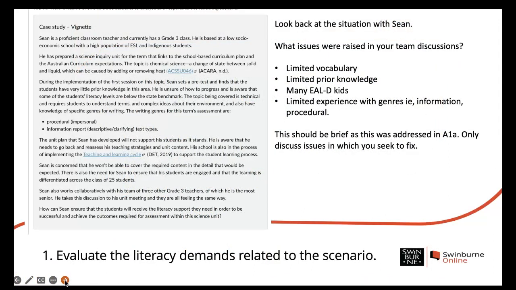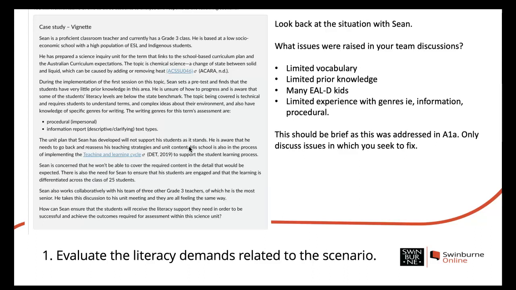So the number one thing that I think you need to do right now to get your mind ready for this presentation is to start to evaluate the literacy demands related to the scenario. So we are going back to this scenario again. My first piece of advice is to look back at the situation with Sean again. Now we've only just had assessment 1A, so it's very fresh in our minds.